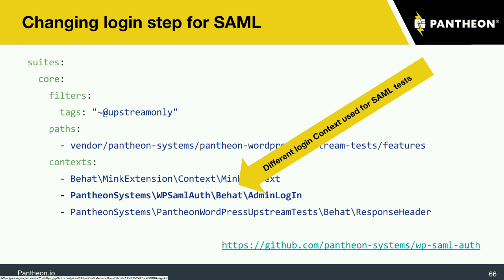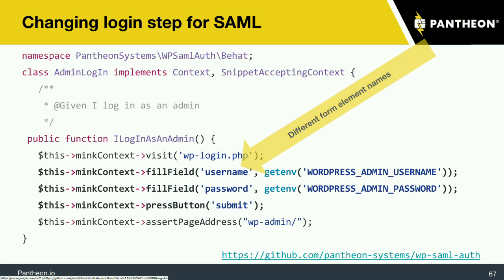with a different class specific to this SAML plugin that we have, and then slightly different form fields, basically doing the same thing, again using global variables here for the username and password, but accessing slightly different administrative forms, and then those same Behat .feature files can execute. Those same feature files that have expectations around adding posts, adding users, adding comments, can all execute against the SAML plugin the same way they execute against all the other ones because we've overridden just this one part.